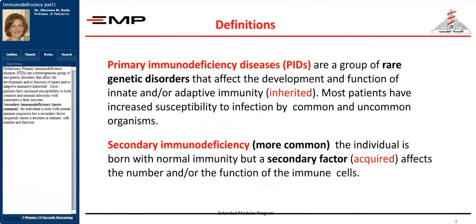So by definition, primary immune deficiency diseases are a group of rare genetic disorders that affect the development and function of the innate and/or the adaptive immunity. So these disorders are inherited. Most patients have increased susceptibility to infection by common as well as uncommon organisms. On the other hand, secondary immune deficiencies, which are more common, here the individual is born with normal immunity, but a secondary insult or a secondary factor, which is acquired, affects the number and/or function of the immune cells.